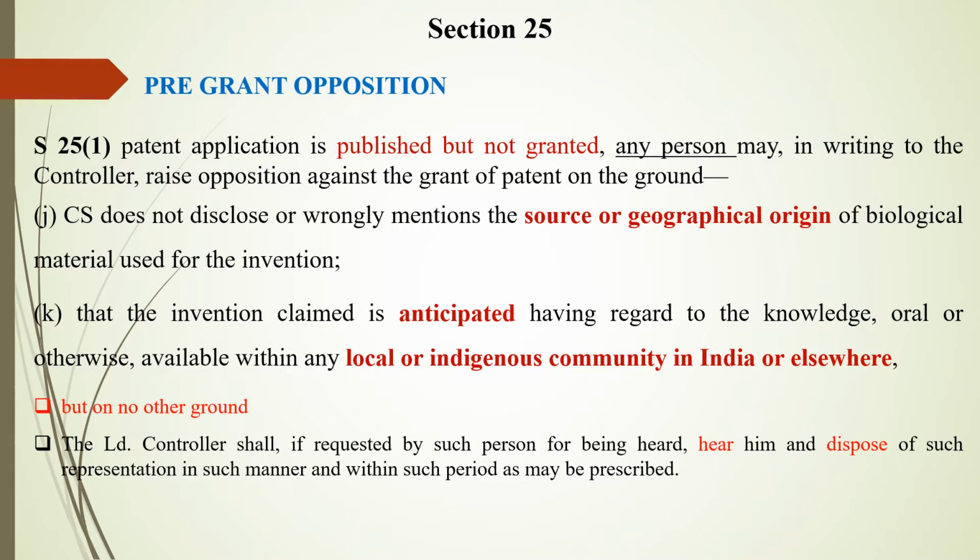There are no other grounds based on which pre-grant opposition may be filed. The learned controller will call for a hearing if the person is interested and dispose of the representation in a manner and within a period as may be prescribed.